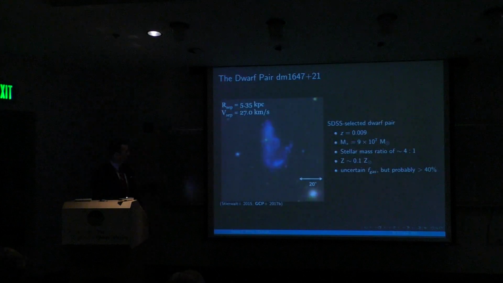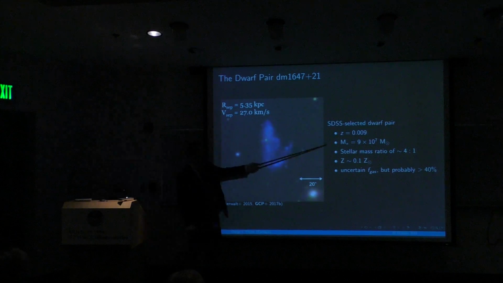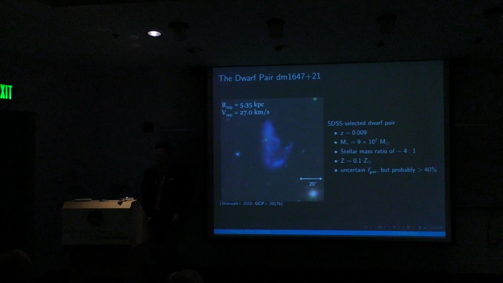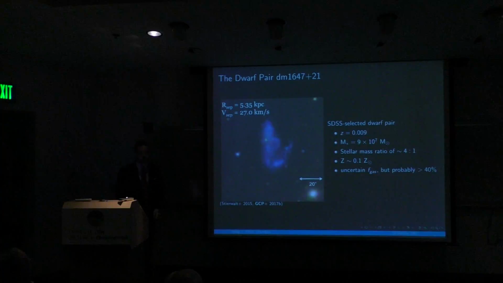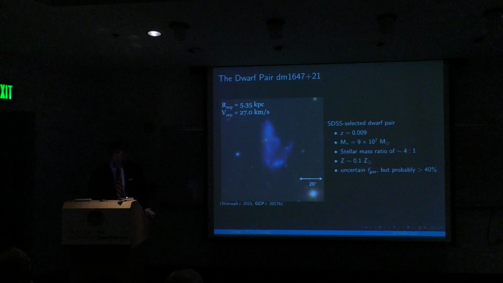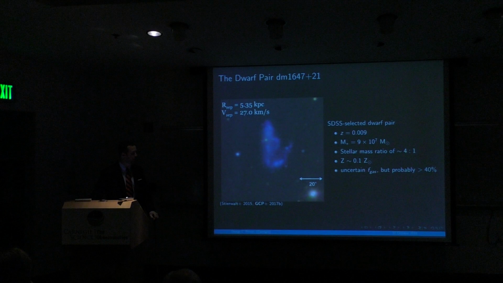So this is the one particular object that we have MUSE observations for. Again, Sloan selected, looks kind of like a mess. It's a very low redshift, stellar mass about 10^8. If you take this galaxy and this galaxy, the stellar mass ratio is about 4 to 1. The gas fraction is uncertain because we don't have resolved H1 measurements yet, but it's almost certainly above 40% and probably closer to 60% for this system.